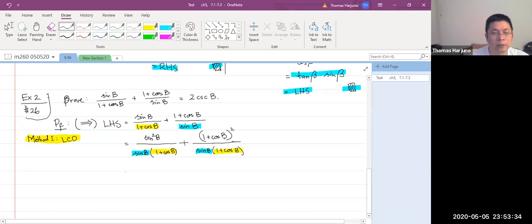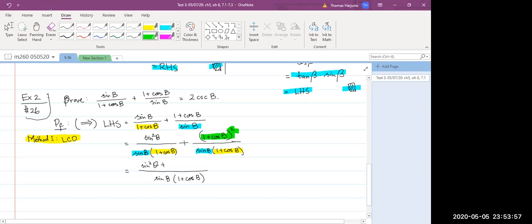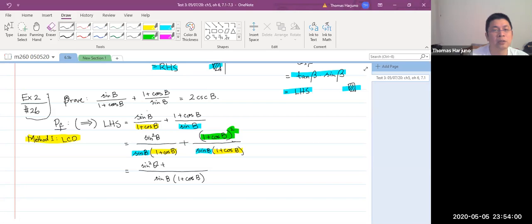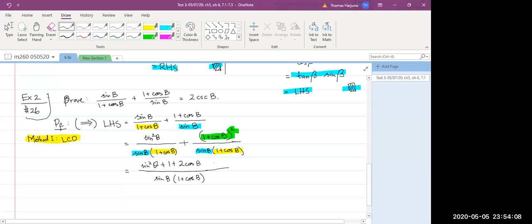Now put them together. The denominator is sine B times 1 plus cosine B. On the numerator, the first numerator is sine squared B. The second numerator, let me just FOIL it right away. Can you FOIL that for me? 1 plus 2 cos B plus cosine squared B.